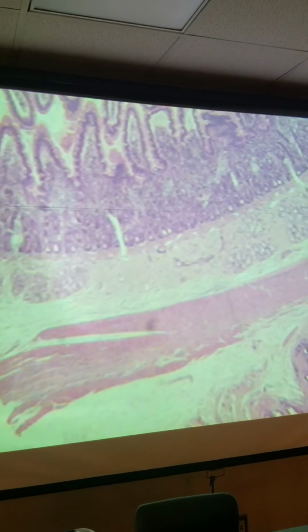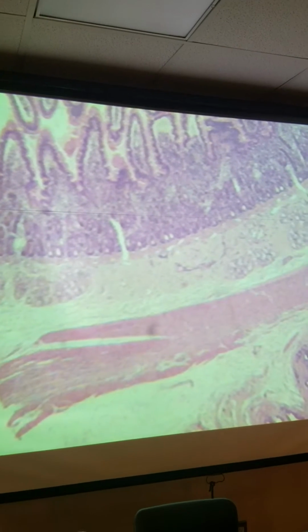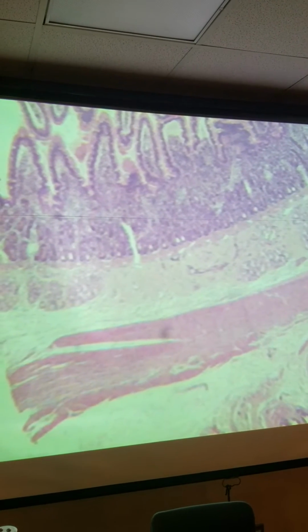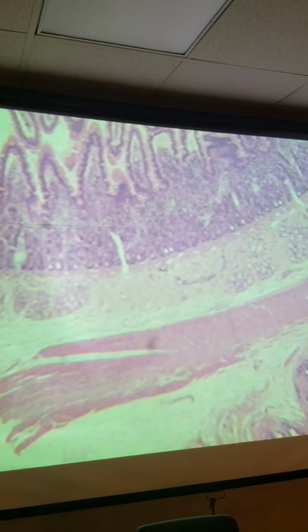This is the small intestine. I've moved to one end of the slide so you can kind of see all the different regions.